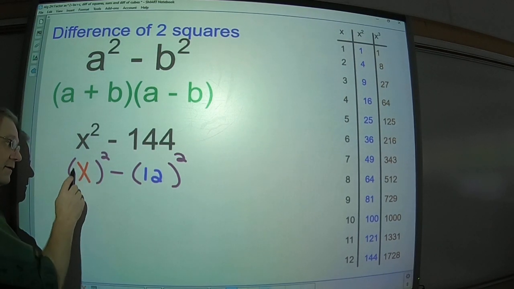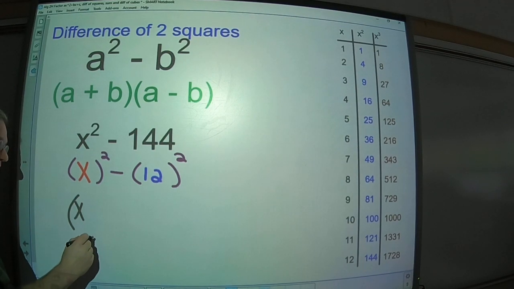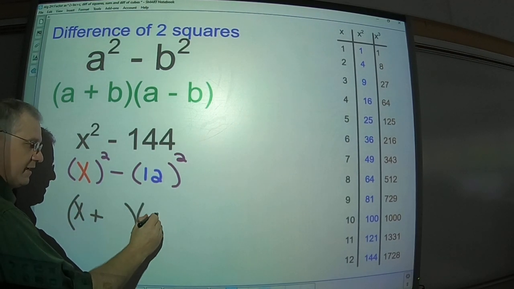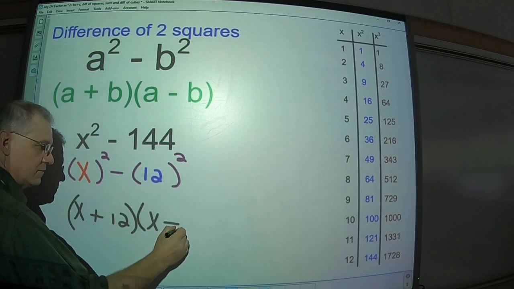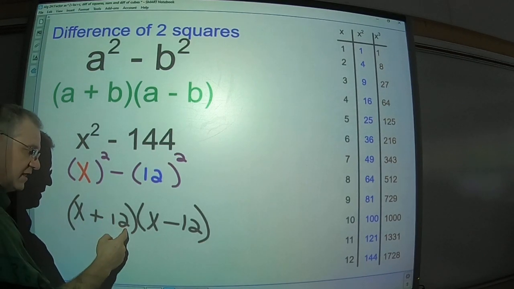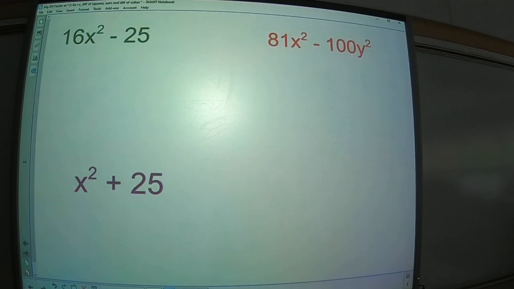This is my A, this is my B. So x is the first thing, plus x minus 12 is the B part. So x plus 12, x minus 12. There is the answer to that factoring. Wasn't that easy? I bet you think you already know how to do this. Give those a try and see how you do. Unpause the video when you finish and you'll see it done out for you.